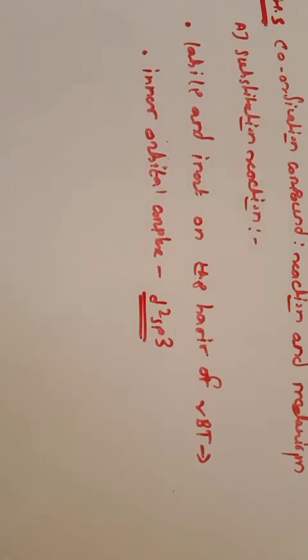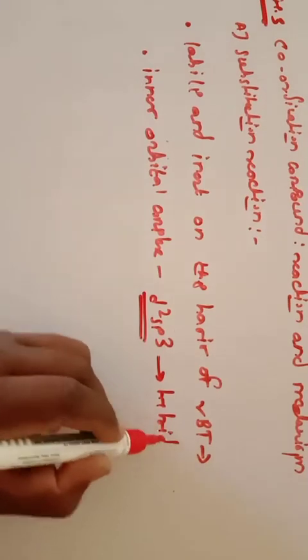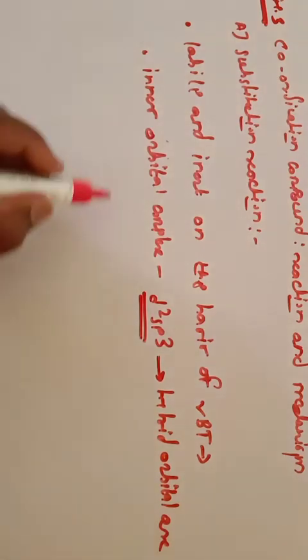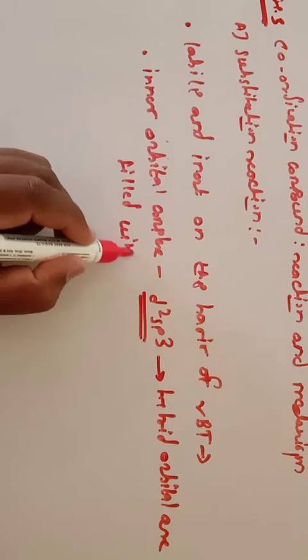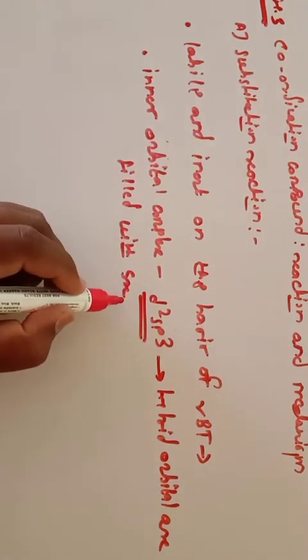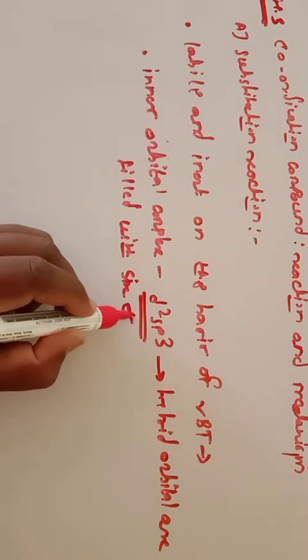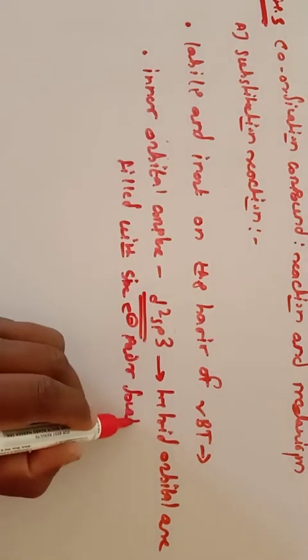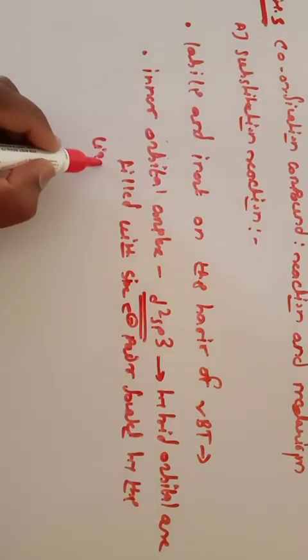The hybrid orbitals are filled with six electron pairs donated by the ligands.